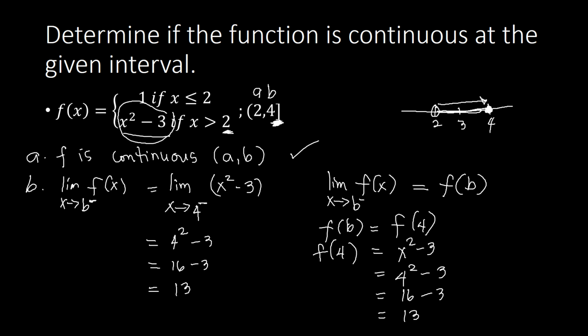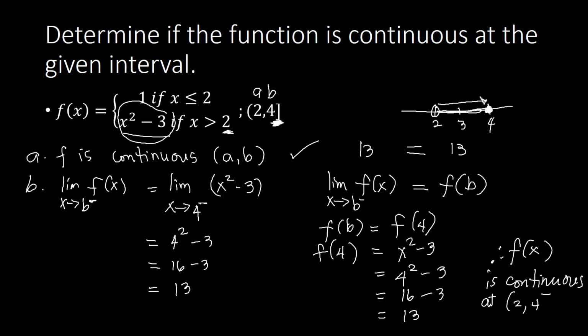So again, going back to the condition, the limit of f of x as x approaches b coming from the left side is 13. f of b or f of 4 is also 13. They are equal, so that means to say that our f of x is continuous at the interval 2, 4.